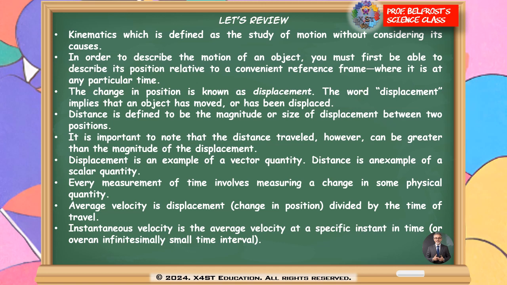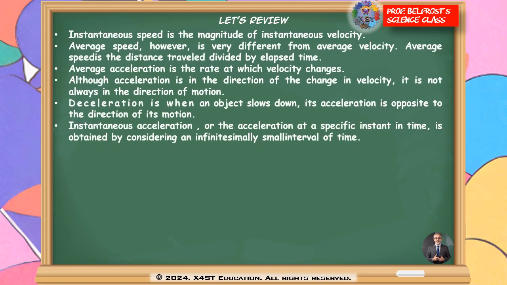Average velocity is displacement, the change in position, divided by the time of travel. While instantaneous velocity is the average velocity at a specific instant in time, or over an infinitesimally small time interval. Instantaneous speed is the magnitude of instantaneous velocity, but average speed is not. It's not just the magnitude of average velocity; they are different. Average speed is the distance traveled divided by the elapsed time. You know that the distance can be different from displacement most of the time, so please be careful.